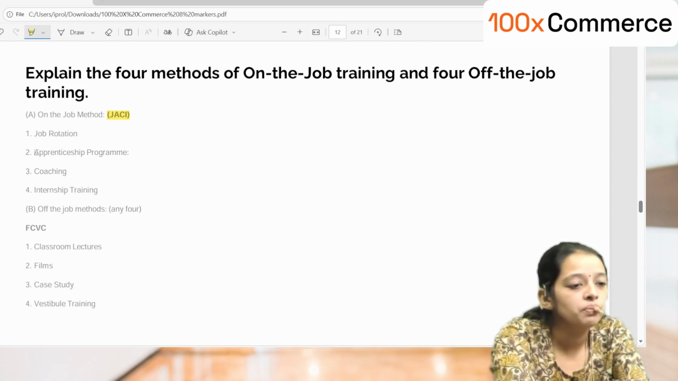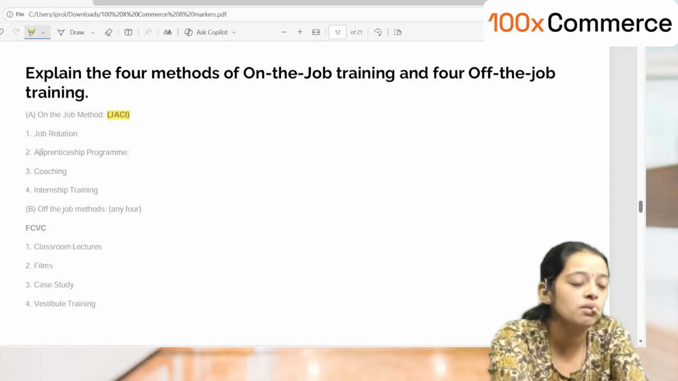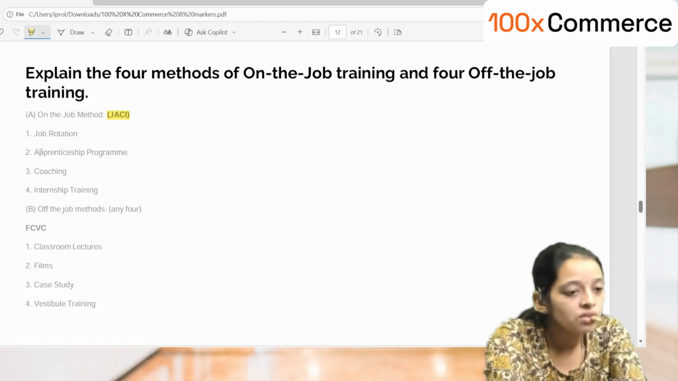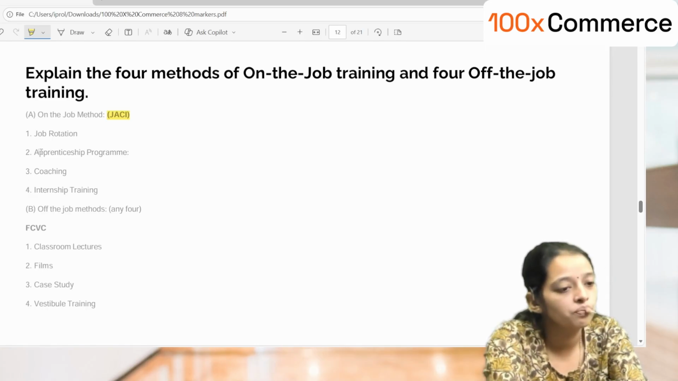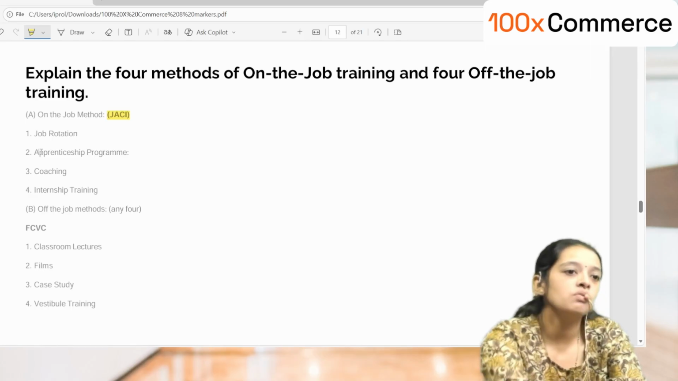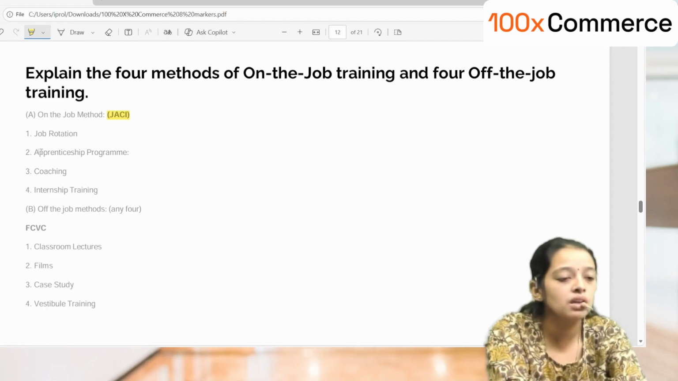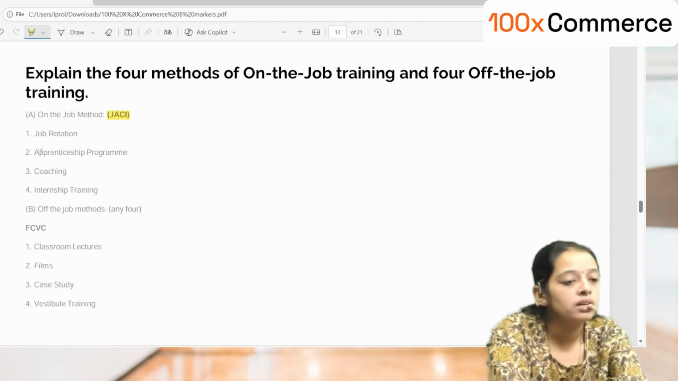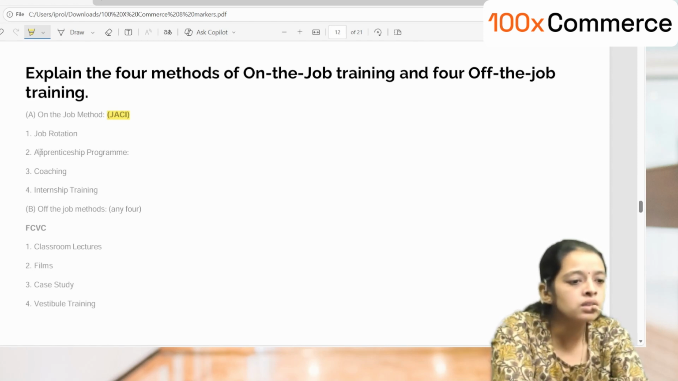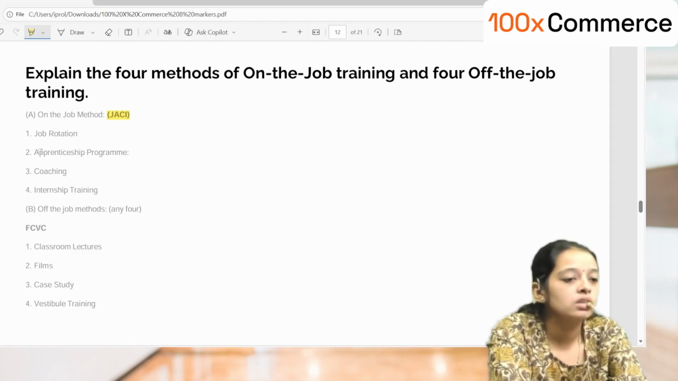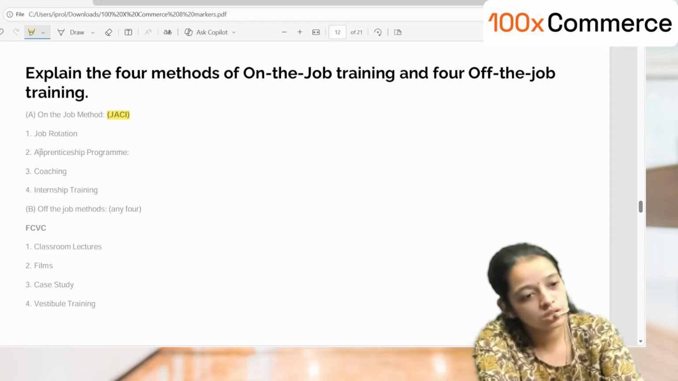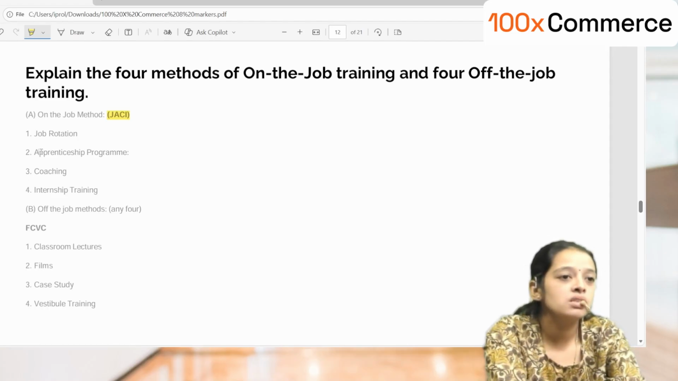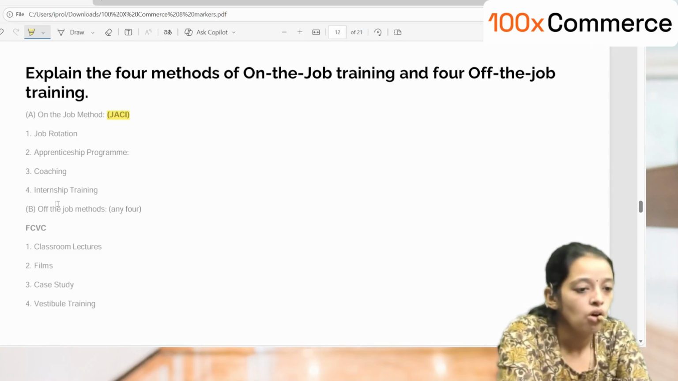Then apprenticeship training is basically used in industries or manufacturing units, wherein there is a guide, a supervisor, or a person who trains the subordinates in order to perform the job. Next one is coaching. Coaching is especially used for professionals, especially sportsmen. There will be a coach who guides and trains the individual to take up the task. Next one is internship training. Internship training is also given to professionals like doctors, chartered accountants, company secretaries, or cost accountants. Basically, a person works under some firm in order to learn the particular job.